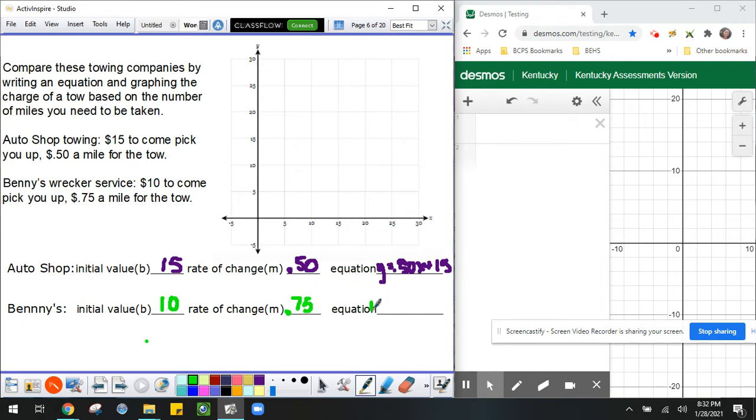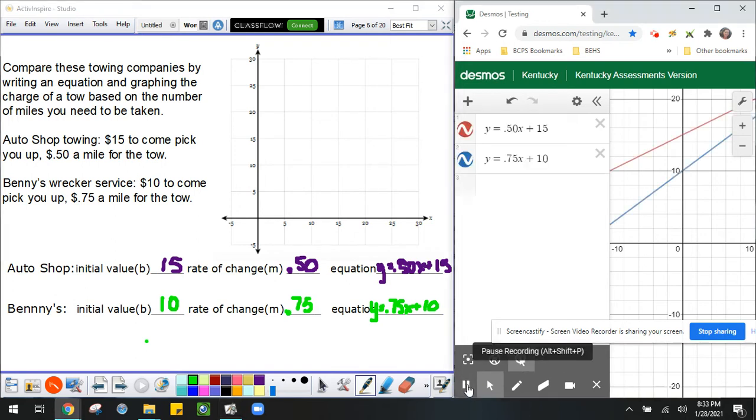So let me squeeze this one in here. y equals 0.75x plus 10. So $10 no matter what, 75 cents a mile. And the auto shop is $15 no matter what, but only 50 cents a mile. So I am going to come over to Desmos now and put those equations in.